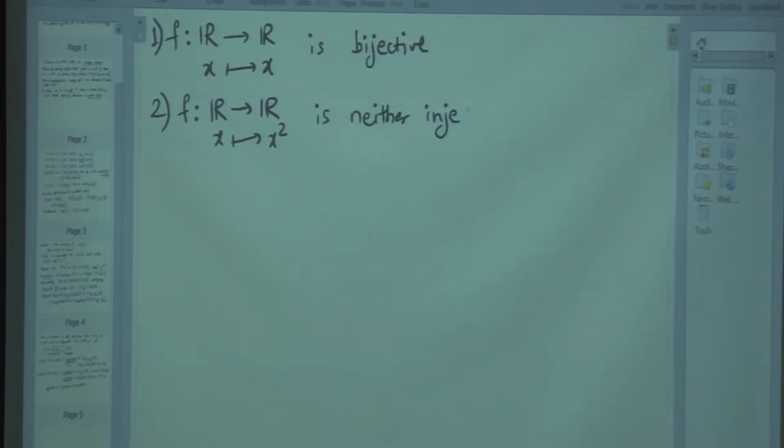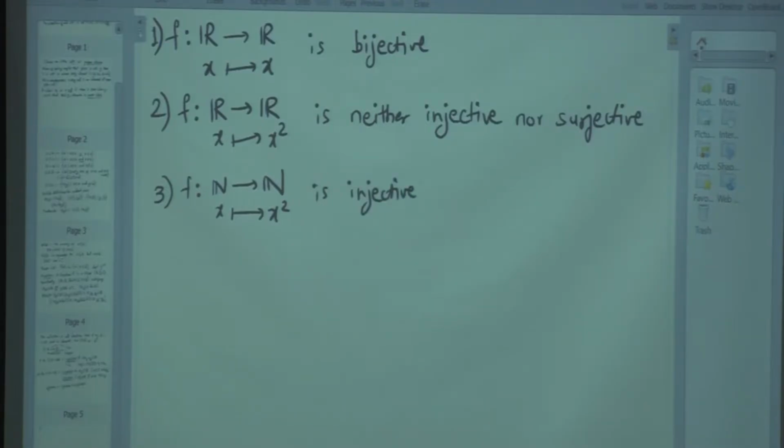Can you give me a function from natural numbers to natural numbers which is injective but not surjective? So this map only, N to N, x maps to x square. This is a map from N to N. And please remember, natural numbers do contain 0. Yes, I'm going to say that all the time. Is injective but not surjective.